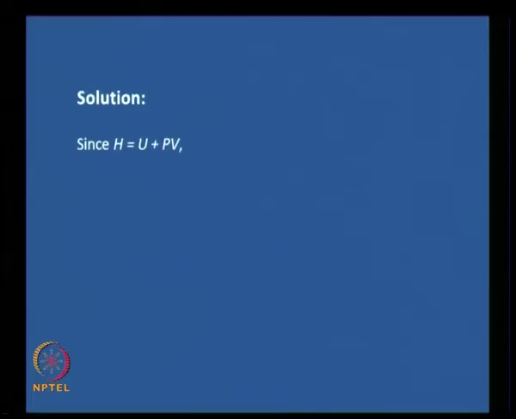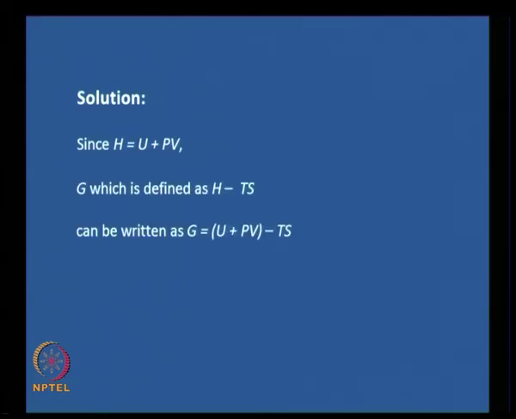Now let us look at the solution. We know that H equals U plus PV by the definition, and therefore G, which is defined as H minus Ts, can be written as, you replace this H with this definition U plus PV, and therefore you have U plus PV minus Ts, and that is the relationship that we are looking for in the first part.